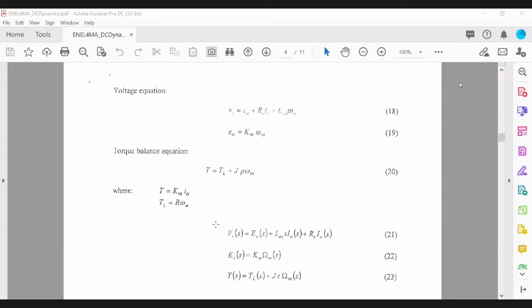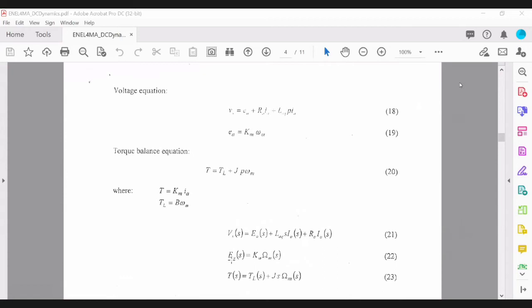So if you write equation 18 in Laplace form, so we apply the Laplace transform here. So Vs will become Vs(s), that's EA(s), and this LA P IA, that's this term here. So Laplace transform, it turns into LA, which is the constant part, and that's S times IA(s), right? And here it will just be RA times IA(s), right? So that's your Laplace transform applied to equation 18.